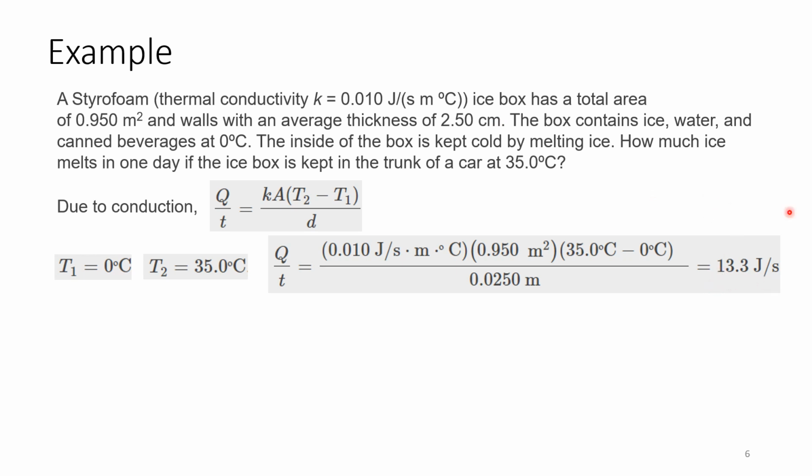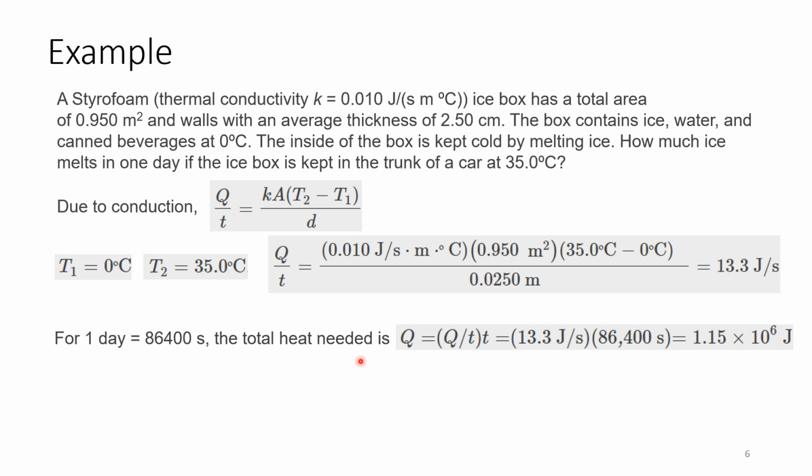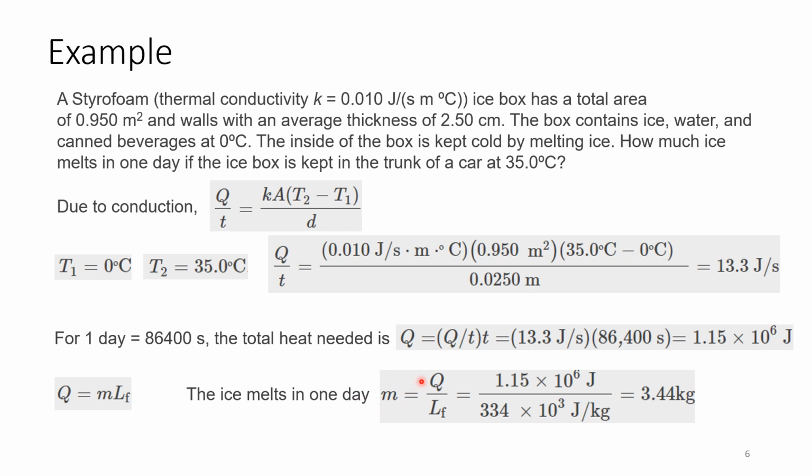And we get 13.3 joule per second. For 1 day, we have the total heat needed to be 13.3 joule per second times 86400 seconds, and we get 1.15 times 10 to the power 6 joule. This amount of heat needs to be balanced by the heat absorbed from melting ice, so that the mass of the ice melted in 1 day should be Q over L sub F, and we get 3.44 kilogram of ice.